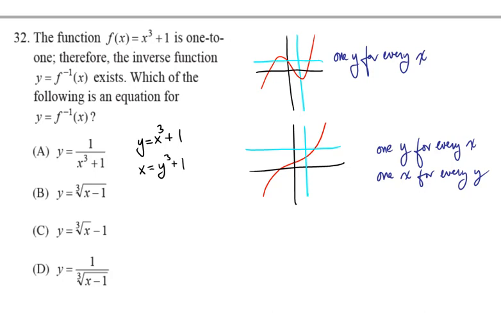So the first thing we do is subtract 1 from both sides. Next thing that we'll do is we will cube root both sides, find the cube root of both sides. And so the inverse function, which we'd write as f inverse, f negative 1 of x, is y equals the cube root of x minus 1, which is b. Be careful it's not c, because the 1 is under the radical there.